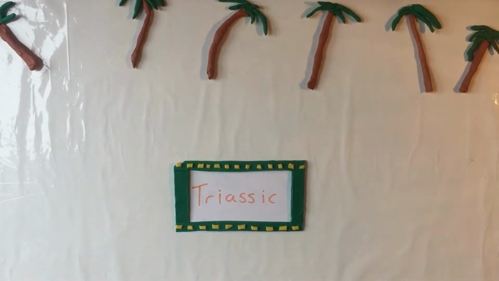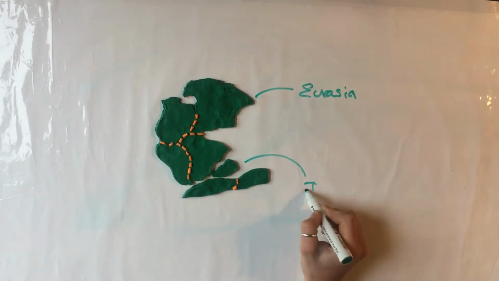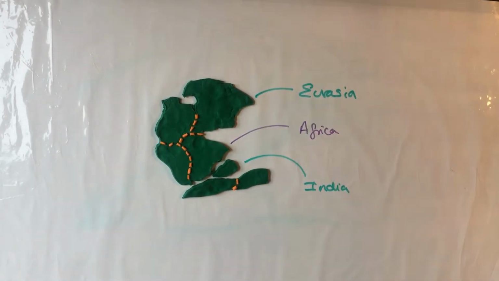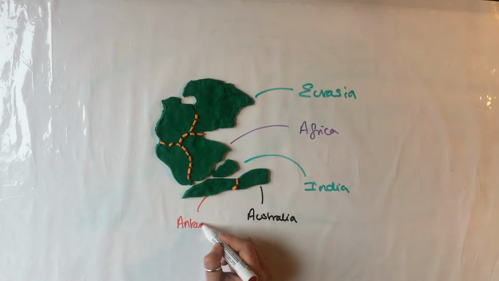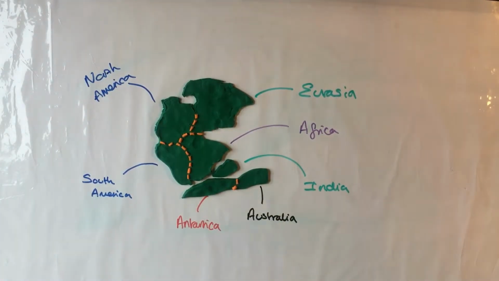First is the Triassic. So you said the world looked different. What does that mean? So at the start of the Triassic period, all of the world's continents were one. This is called Pangaea. Here you can see where all of the modern day continents fit within Pangaea.